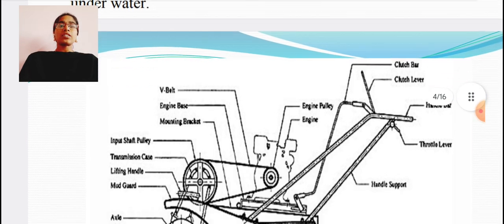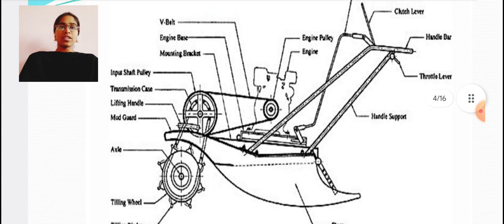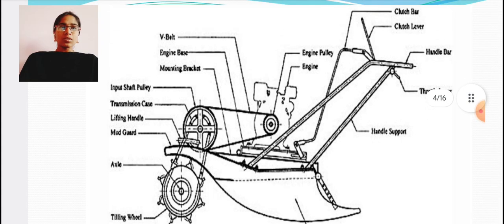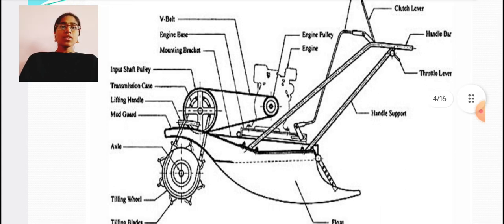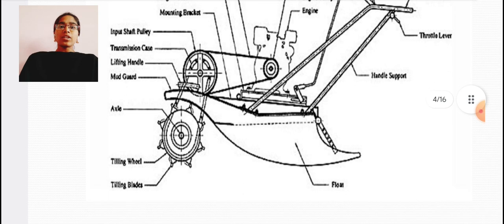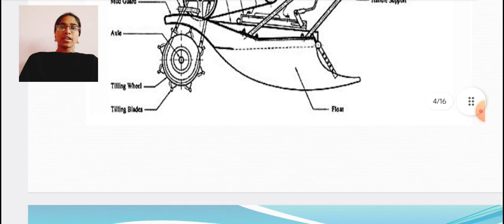So this is the structural view of the power tiller. The power tiller has the engine, pulley and handle support. The handles are used to move forward and backward, like a cycle or motorcycle. So these are all the diagrammatic features.